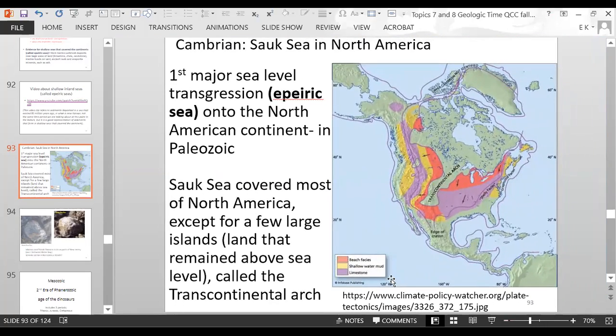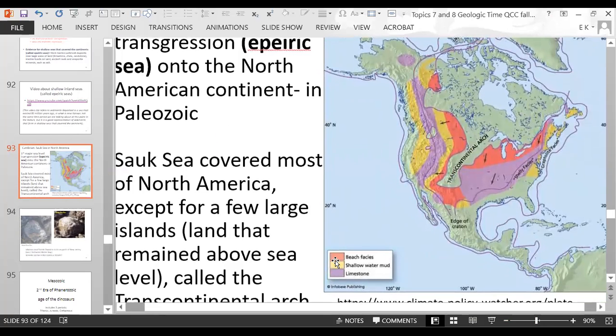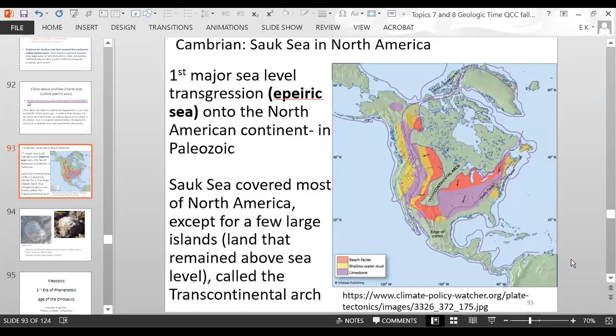And you can see the pink color, if you look at the legend on the bottom, the pink color is the beach. Those are beach sediments. The yellow is shallow water mud, and the purple is limestone. So all of that is sediment that was deposited during this period of high sea level that covered most of North America. Like most of the land in this country was covered by seawater. So we have marine type sediments covering most of the country.